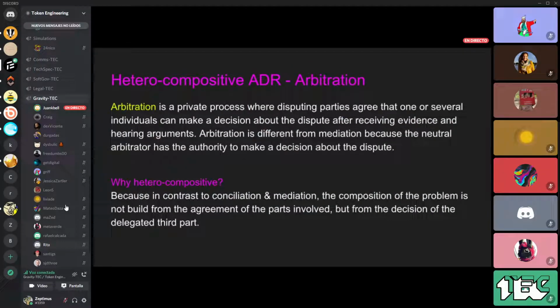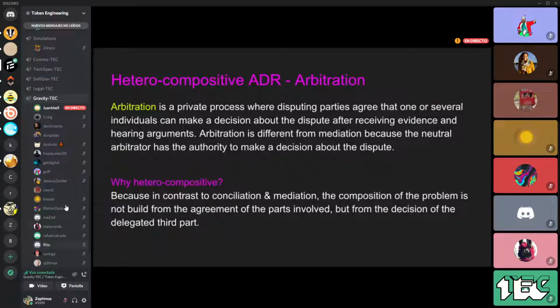And that is when it comes the hetero-compositive ADR, that is arbitration. That is when neither the mediation nor the conciliation work. Then you ask for a group of external parties that should be third parties. You invest them with the ability to make a decision on the dispute, but the decision of this arbitration process is imposed to the parties. So that is the difference between hetero-compositive and self-compositive. Self-compositive is when the parts are involved in the proposed solution and they have to agree with it. And arbitration is when they rely on the decision that is taken by this third part.